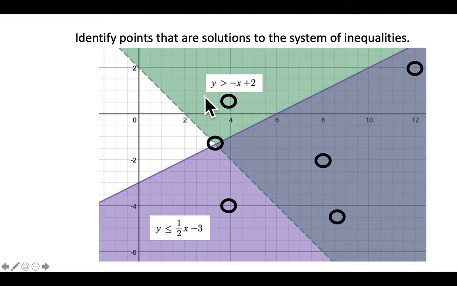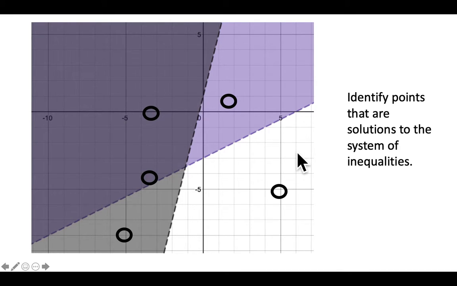It's the green function, the y is greater than negative x plus 2 function. It does not include that point. So these are our solutions over here in the gray section. All right, here's another system. Think for a minute about which of these you think are solutions to this system of inequalities. Hopefully you chose these two because they are in the area that is shaded both gray and lavender. It comes out kind of that deep purple.